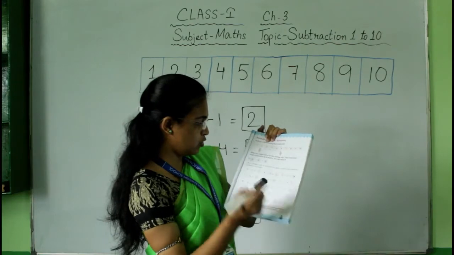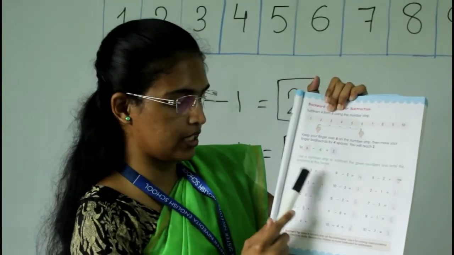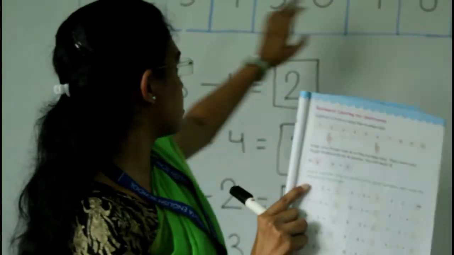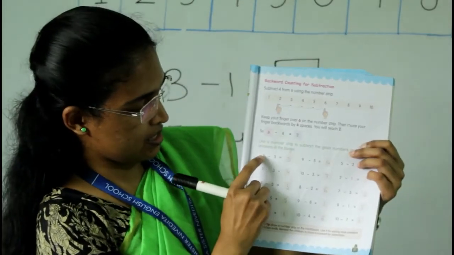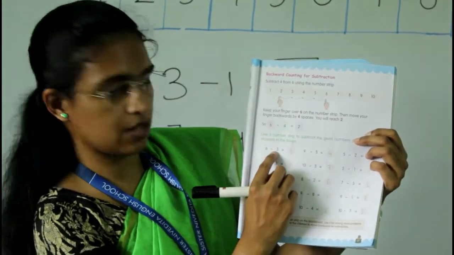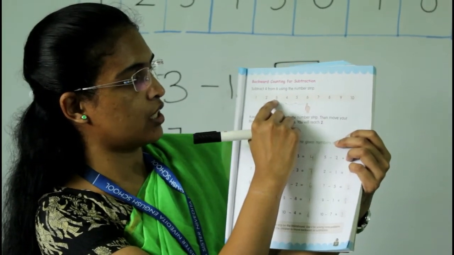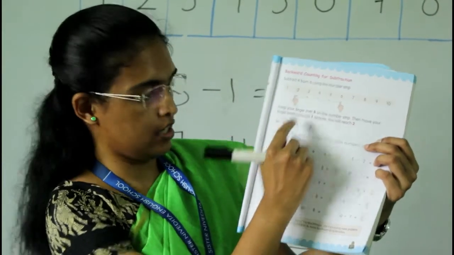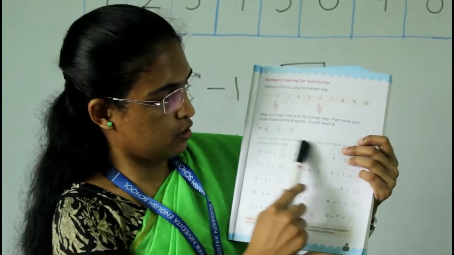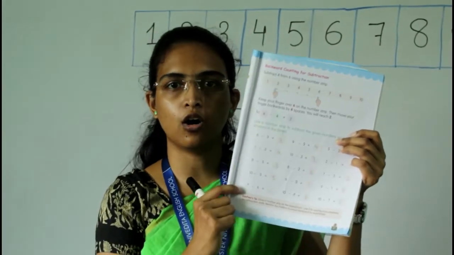Now look here. Look at this question. Use the number strip to subtract the given numbers and write the answer in the box. So for this, we have to use this number strip. Okay? Like this. 6 minus 3. Where is 6? Here. So how many back steps we have to take? 3 back steps. So from 6, 1, 2, 3. So what will be the answer? 3. 6 minus 3 equals to 3. Okay? Understood? Now this portion you have to do in your home. This is your homework.